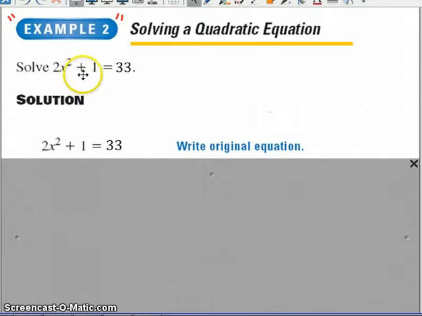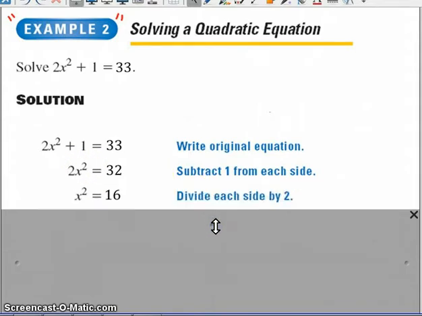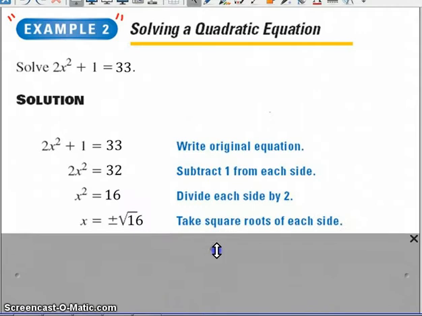So what we're going to do is move the 1 over just as we normally would have even if there hadn't been an exponent here. So I'm going to subtract 1. Now I've got 2x squared equals 32. Then I'm going to divide that 2 away, and I'm going to have x squared equals 16. And from here I'm going to take the square root of this to get x, so I'm going to have to take the square roots of both sides. The left side will be x.